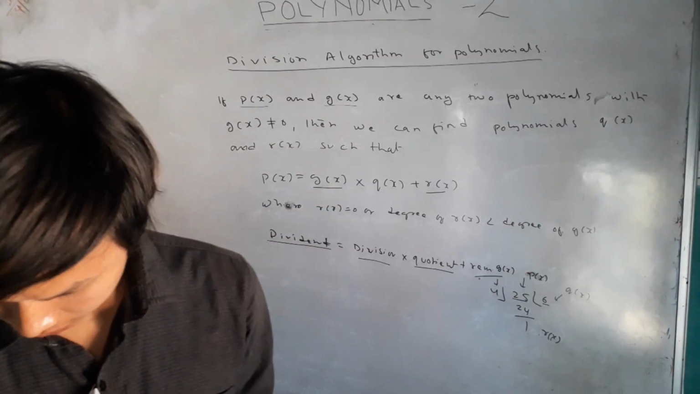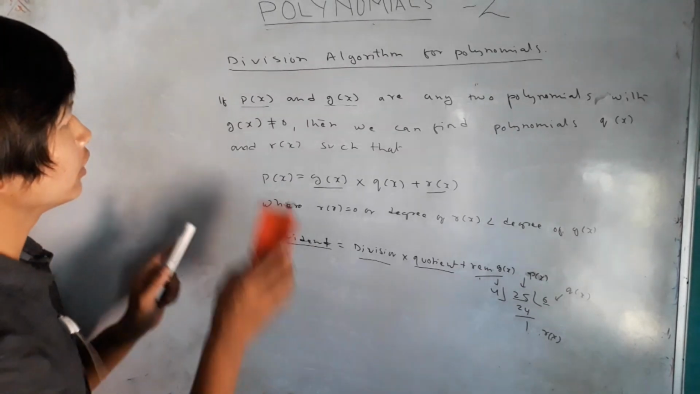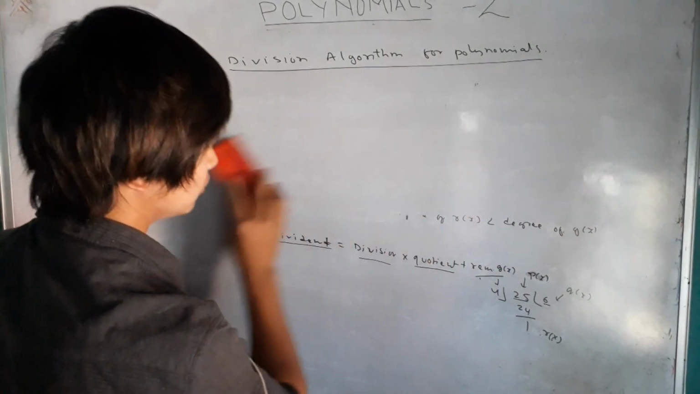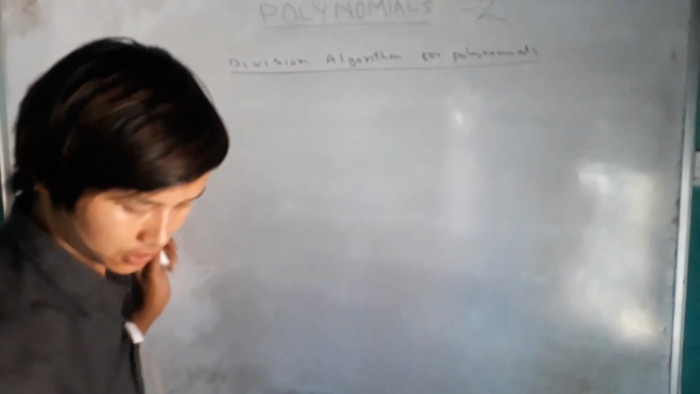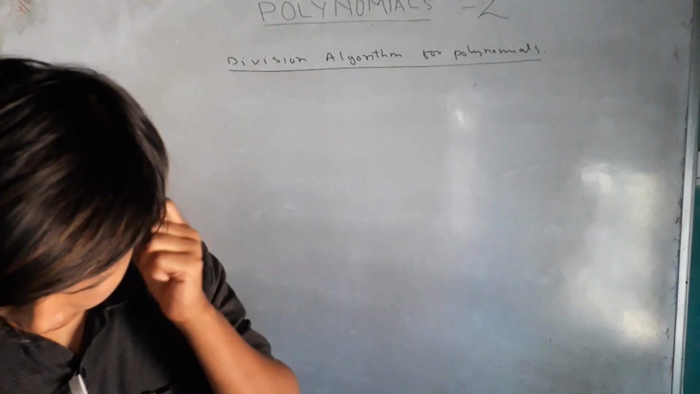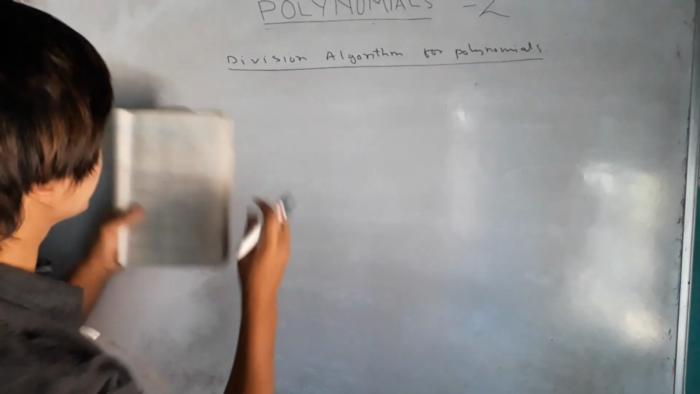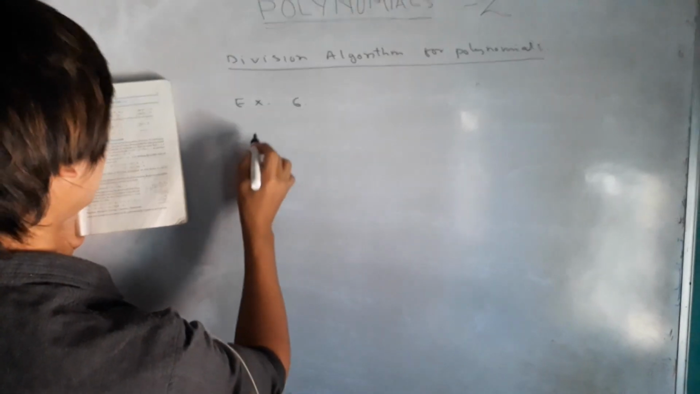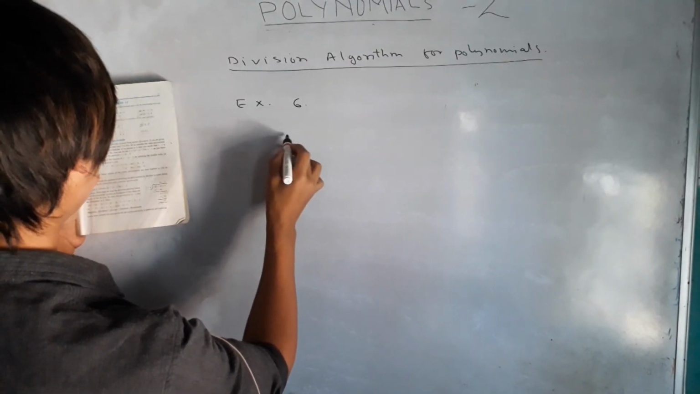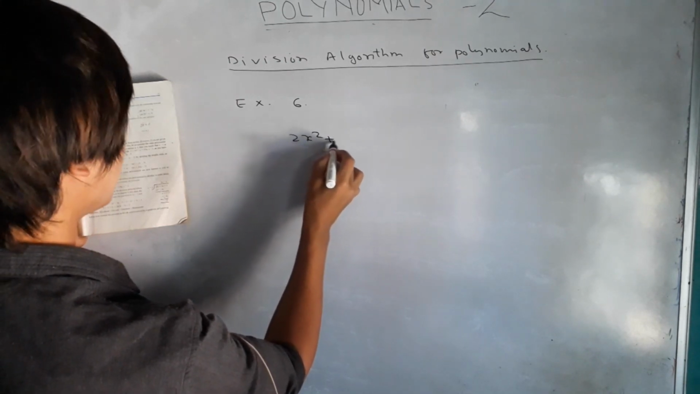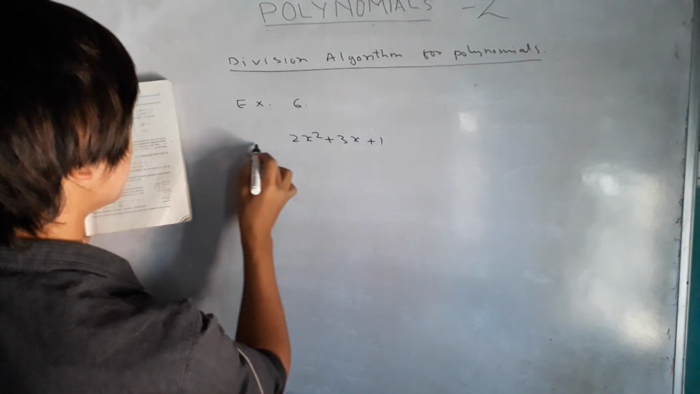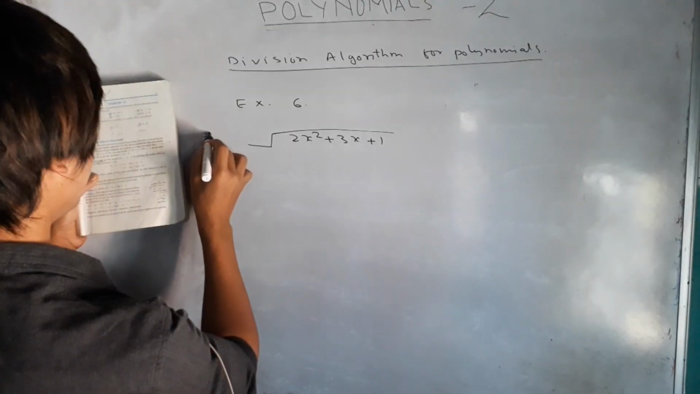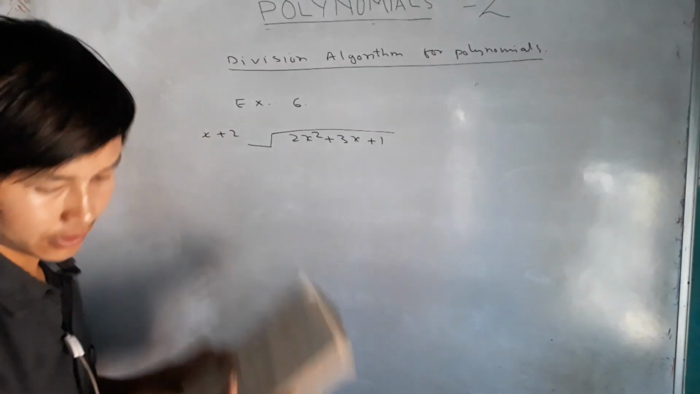So we will proceed to example 6. We will learn how to divide a polynomial by another polynomial. You need practice, so one by one I'll do examples 6, 7, 8. Example 6: what the question is saying, divide 2x square plus 3x plus 1 by x plus 2.